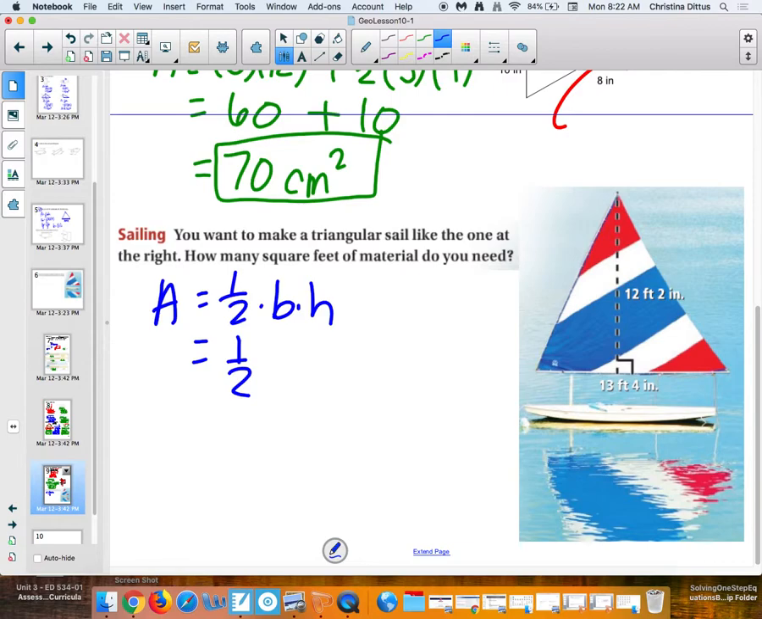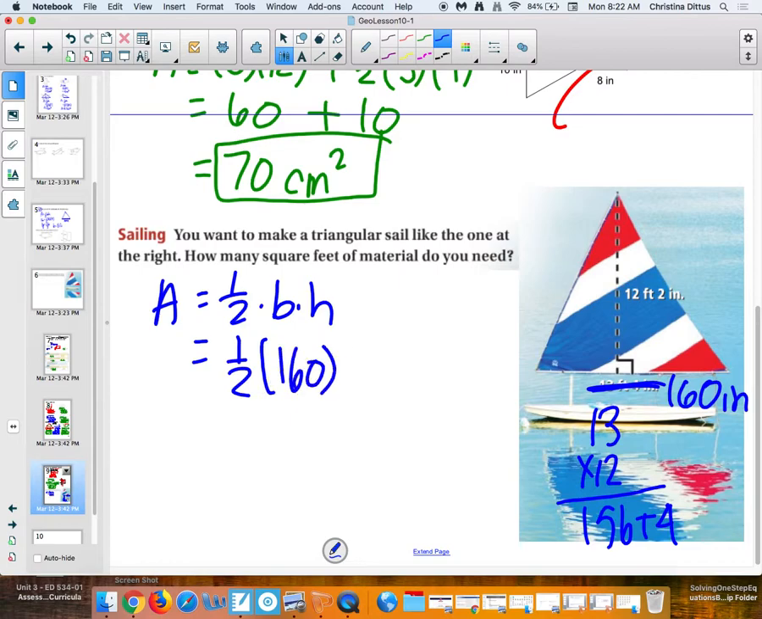How would I do that? Times 12. So take my 13 times 12 and then add 4. What's 13 times 12? 156. And then add 4. 160. So this is going to become 160 inches. Same thing with height. Take this 12 times 12, which is 144, right? Yeah. And then plus 2, so this should be 146.